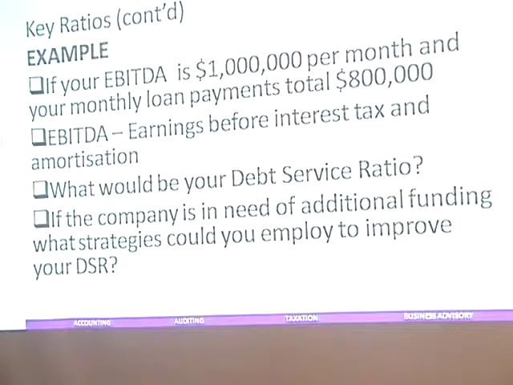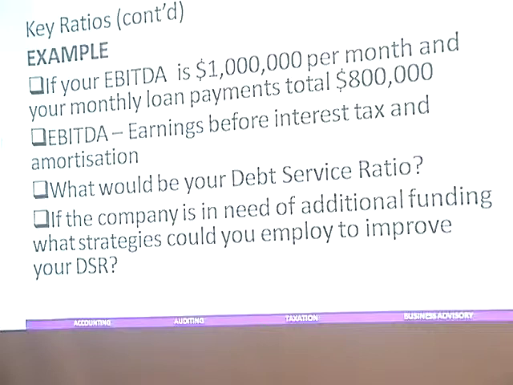Now, if the company is in need of additional funding, what strategies could be employed to improve your debt service ratio? Because you're on the borderline in terms of what the banks want, 1.25 to 1. Now, what could you do to actually improve this? One of the things that we could do is boost sales. That will basically improve your earnings, but more than likely you would have tried that and it did not work, right?